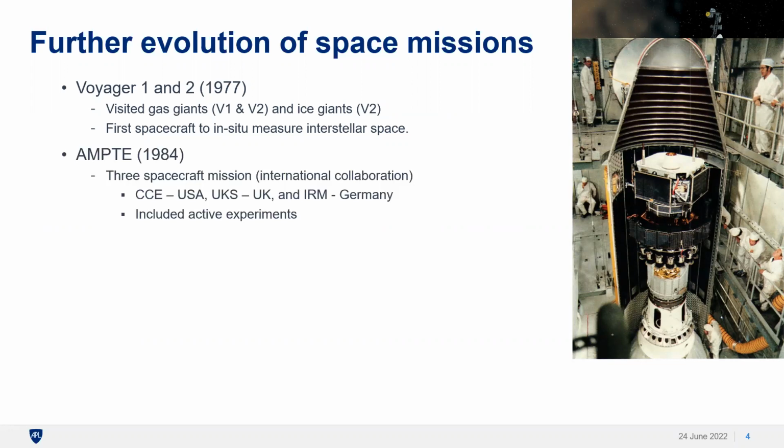We also had the AMPTE mission in 1984, which was a really exciting mission because it was an international collaboration. It was a mission that had 3 spacecraft. So we had AMPTE CCE from the US, AMPTE UKS from the UK, and AMPTE IRM from Germany. And this also included active experiments where they had kind of capsules they could release gases into space and kind of watch for that diffused out and do these more active experiments.